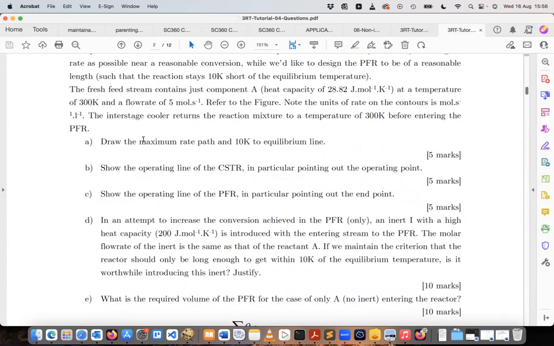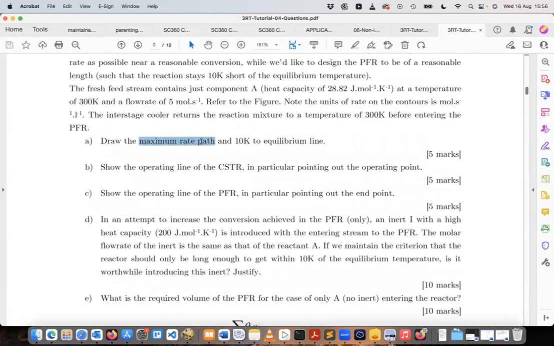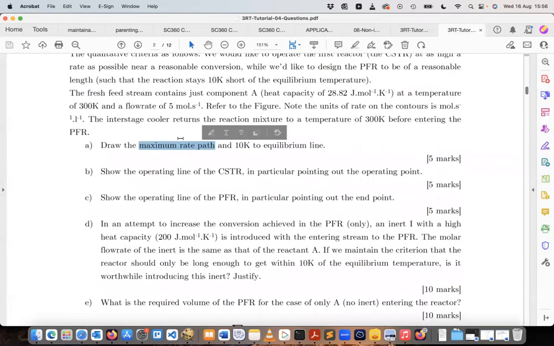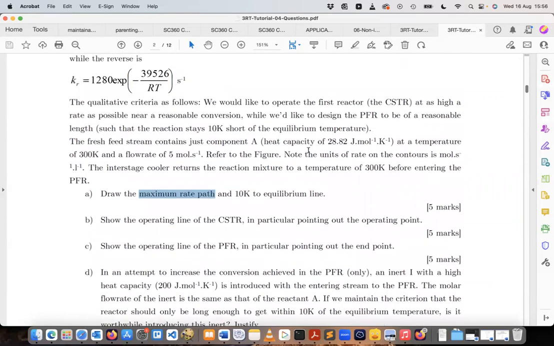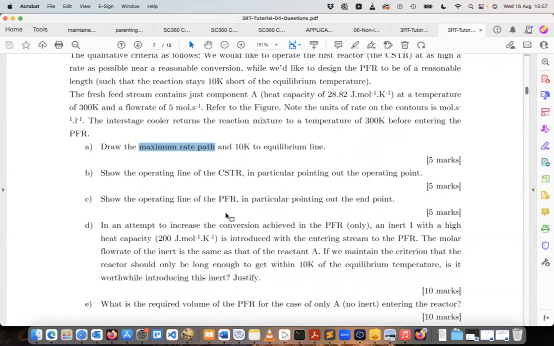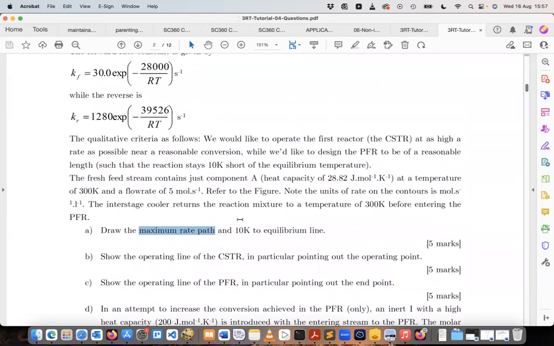So like we just described, there is a line where you can get the highest possible rates, and it is a function of the gradient, which depends on theta I, CPI, and all those things. So get the maximum rate path line, show the operating line of the CSTR, think about how you would draw a PFR, and so yeah, use that to design a system.